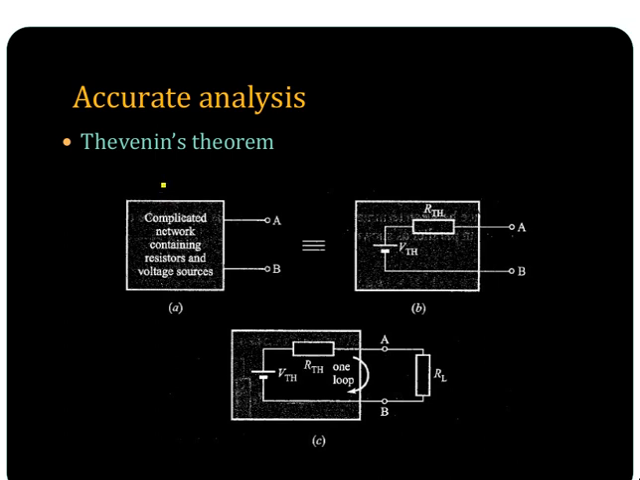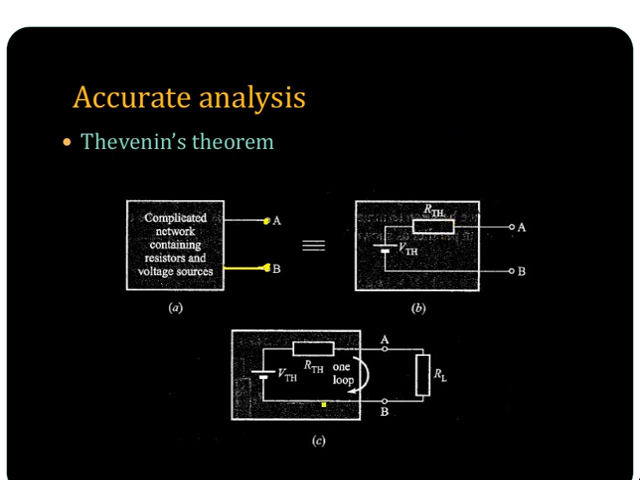Now we have discussed the approximate analysis. So if you go for the accurate analysis, you have to find the Thevenin equivalent of this particular voltage divider circuit. So Thevenin's theorem, you know, a complex network containing these resistors and voltage sources. If you take two terminals of this particular circuit, you can express the circuit as a combination of an equivalent voltage and equivalent resistance, which are known as Thevenin's voltage and Thevenin's resistance.